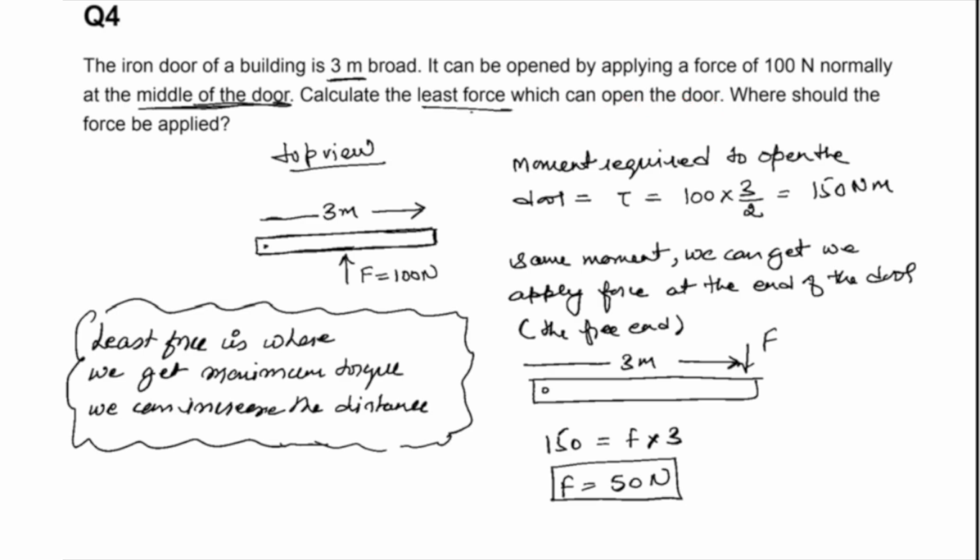So least force we can apply when we go as far as we can from the pivot or the hinges in case of iron door. Where should the force be applied? The answer is we should apply it at the end.